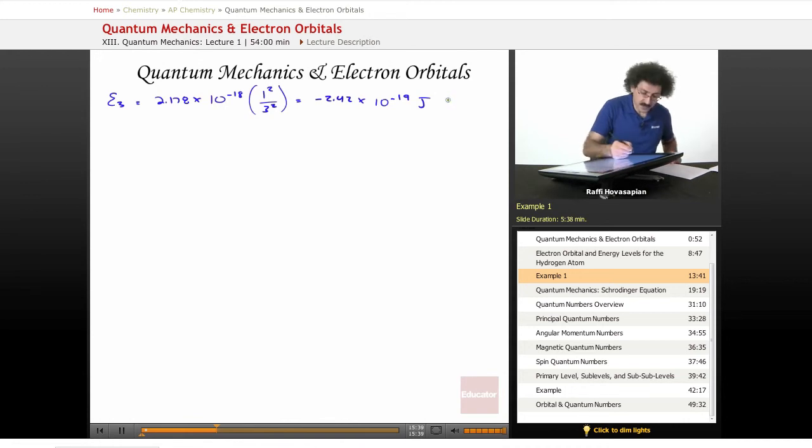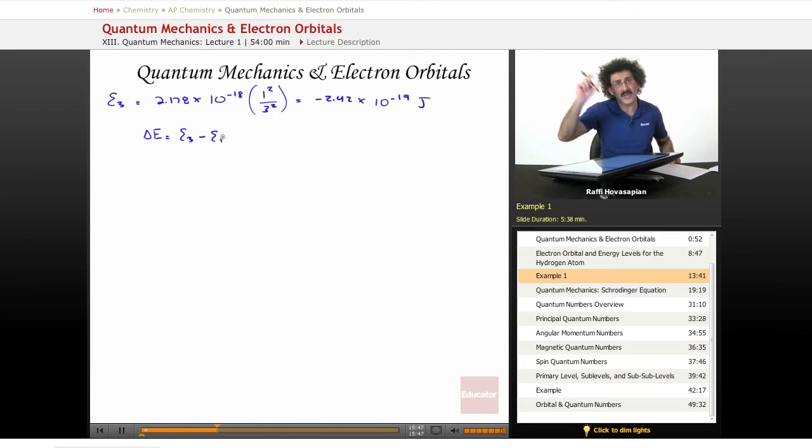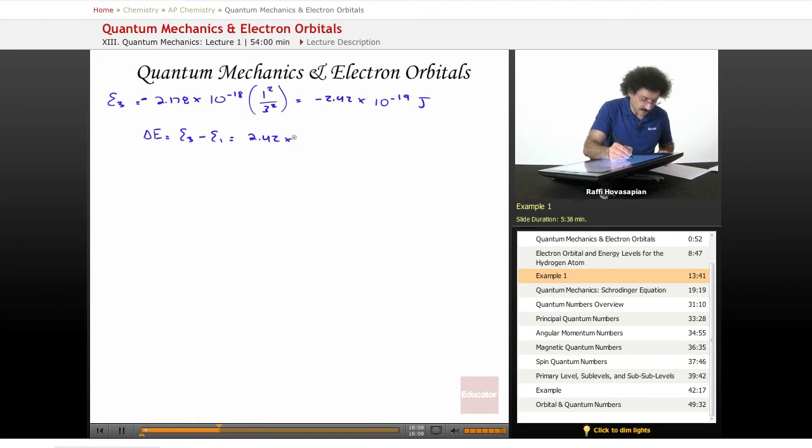Okay, delta E, the change in energy, equals E3 minus E1, the difference in the energy levels to go from E1 to E3. You notice at E1, the energy at the one level is not 0, okay? It's minus 2.178 times 10 to the negative 18. So it still has some energy. It's not a 0 value at the ground state. There is still some energy there, okay? So the difference is 2.42 times 10 to the negative 18 joules.